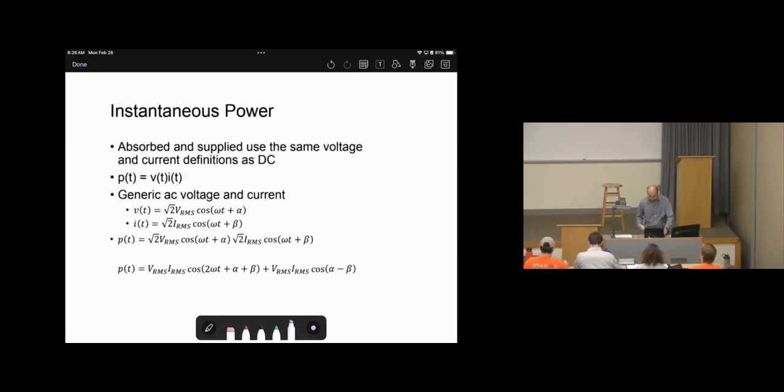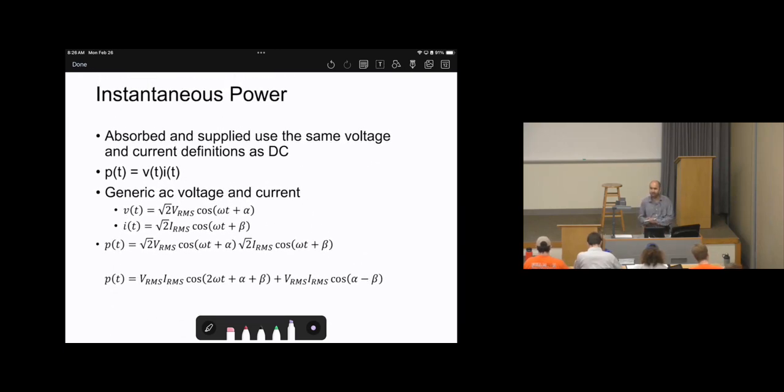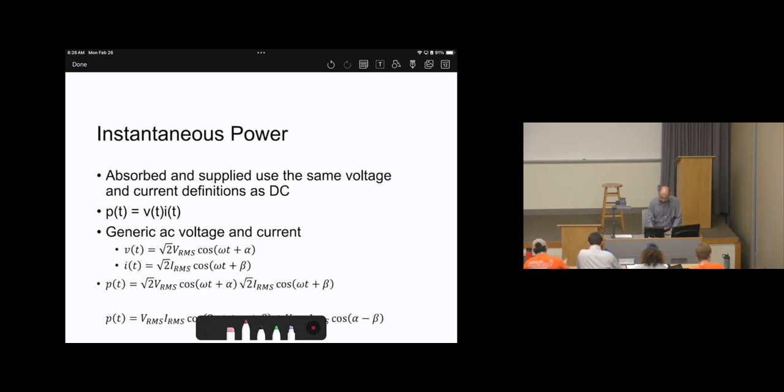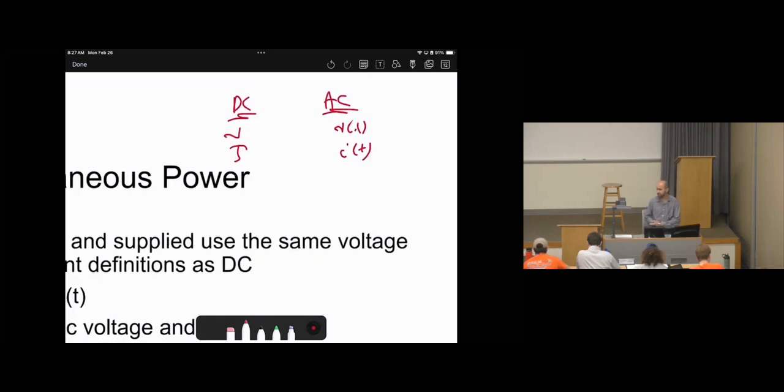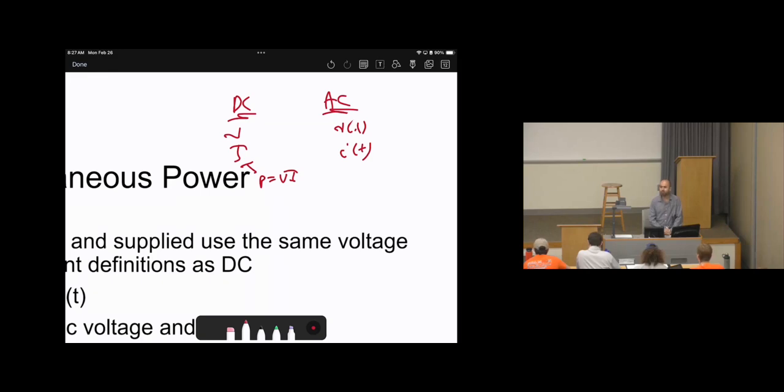So let's start with the topic called instantaneous power. As we know, in DC, we used to say V is constant and I is constant. In AC, V will be V of t and I will be I of t, right? That was DC and AC. In DC, we used to say the power equals V times I, and the power was constant, right?